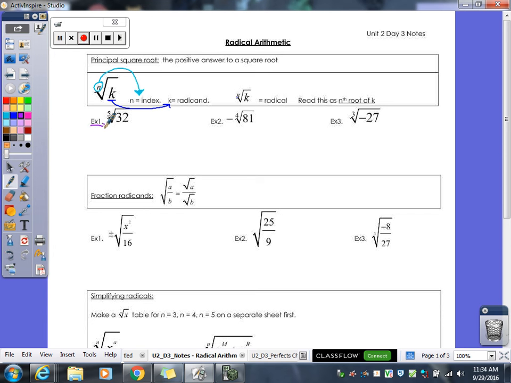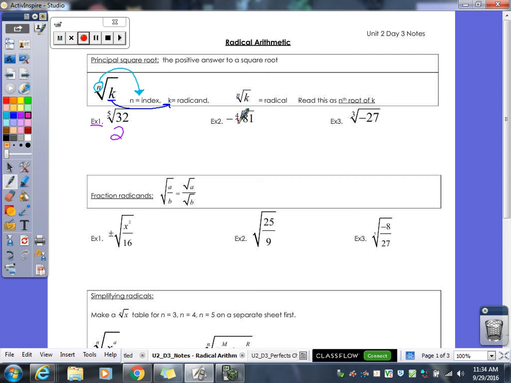So here, let's take a look at our first example. Example 1, we're trying to find the 5th root of 32. So first thing I would do is look on my little sheet that I gave you guys. Is 32 one of our perfect 5th roots? Yeah. So the 5th root of 32 would be 2. That means if I take 2 and multiply it 5 times, I'm going to get 32.